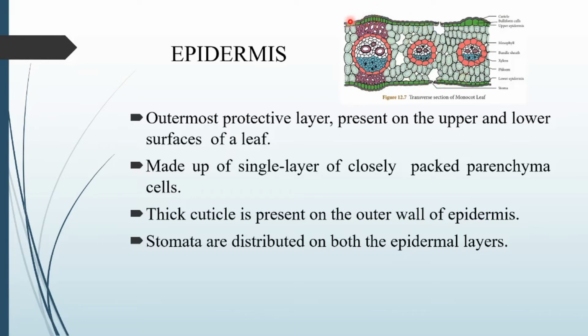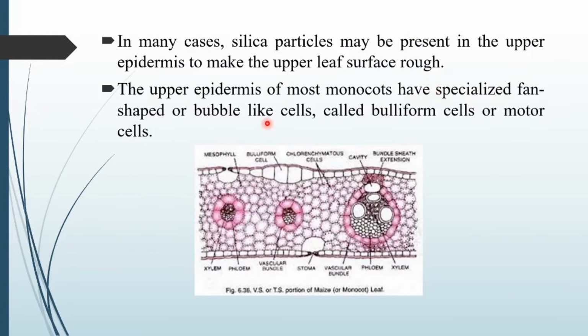Above the epidermis, a thick cuticle is present, which prevents the loss of water from the leaves. And you can see that stomata for gaseous exchange are seen both on the upper and lower surfaces of the epidermis in monocot leaves. In many cases, like grasses, silica particles may be present on the upper epidermis to make the upper leaf surface rough in nature.